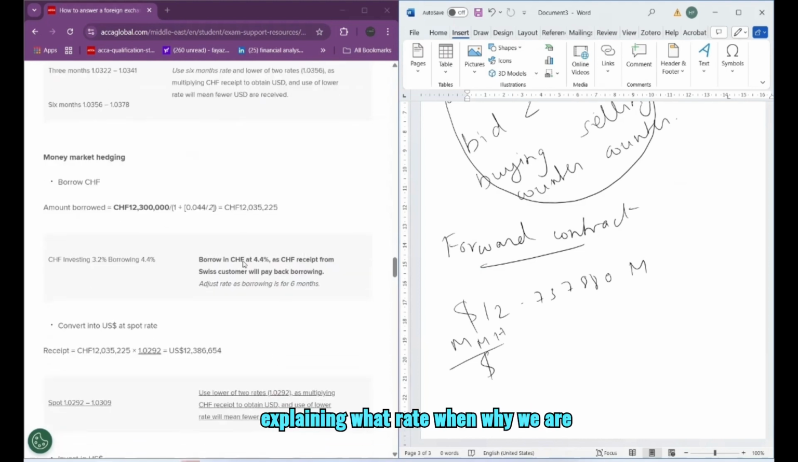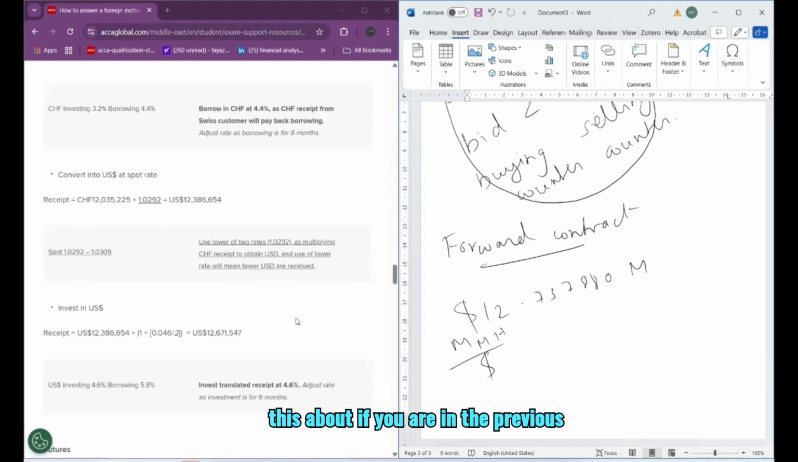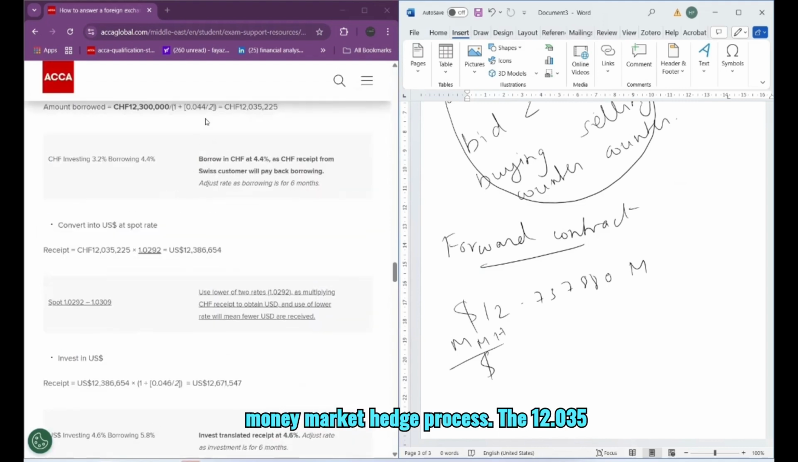So this is just explaining what rate and why we are taking this, as I already explained above, if you were there in the first 20 minutes itself. Now convert into US dollar at spot rate. This is the next step in the money market hedge process. The 12.035 that you borrowed, along with discounted, is now multiplied with the spot rate. Which spot rate? Already I explained, 1.0292, the bid rate for the bank, the rate at which the bank will buy from us. So into 1.0292 and you will get 12.386.